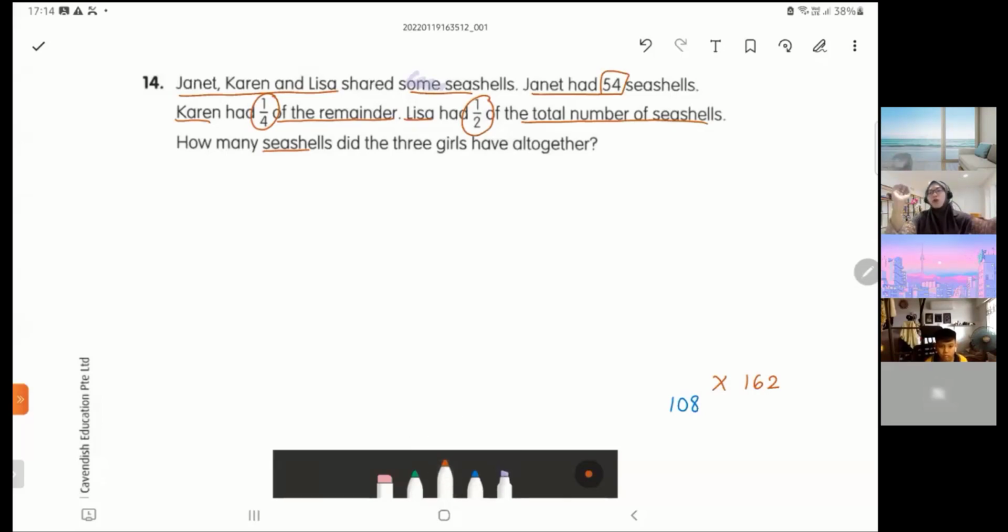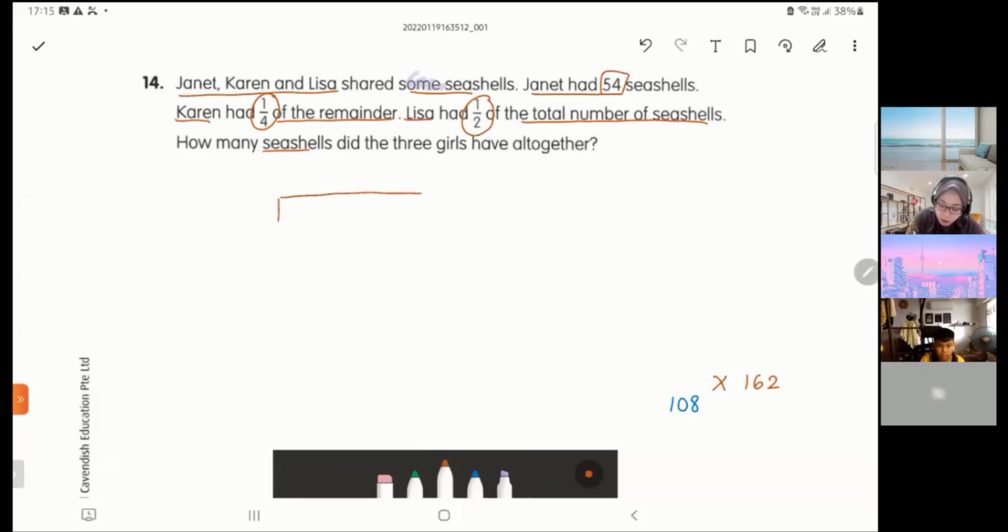Okay, I'm going to draw a whole model. I'm not going to draw a comparison model because Janet has 54 and is not represented as units. So I cannot draw a comparison model where I have Janet, Karen, Lisa. Instead, I'm going to draw a whole model horizontally like that. Okay, so let's draw the model.